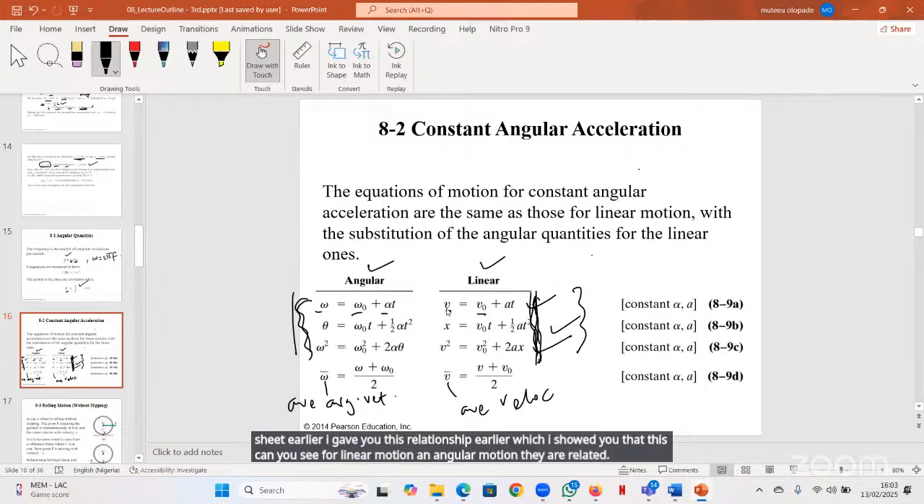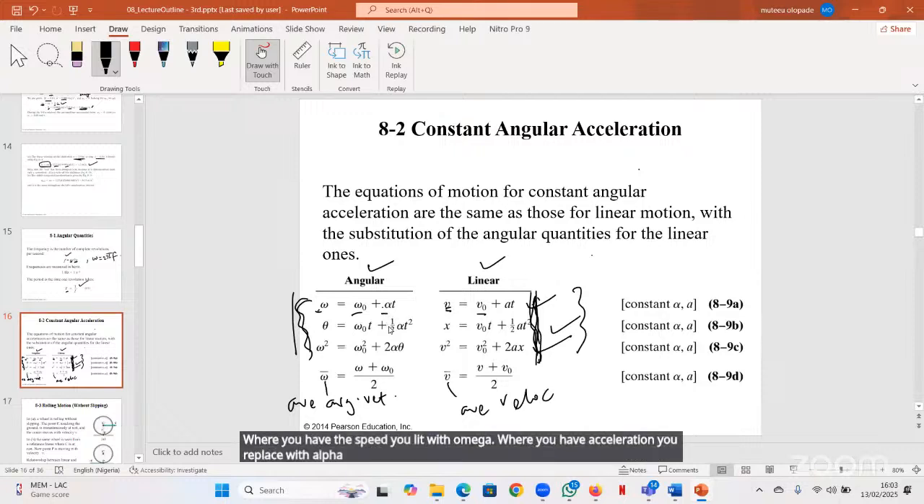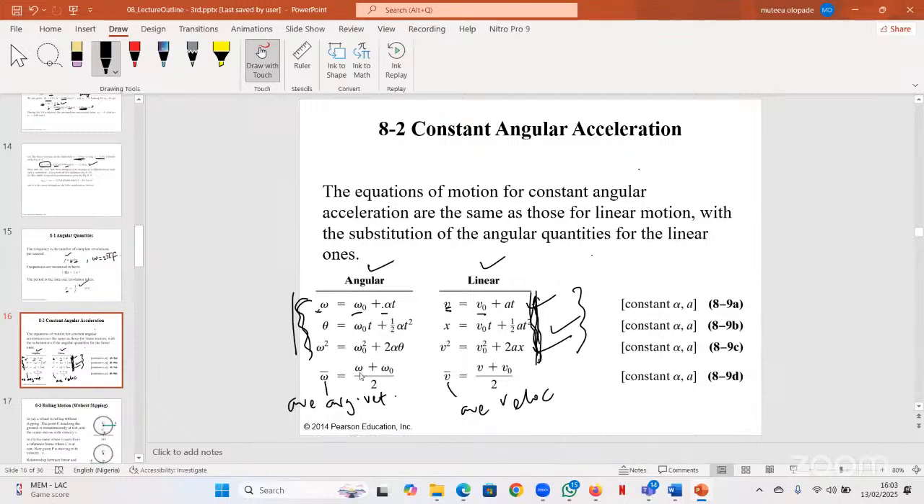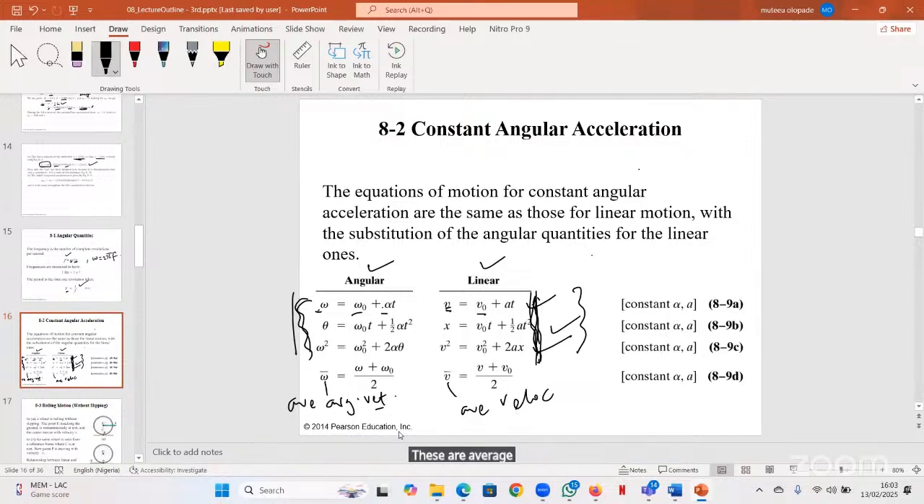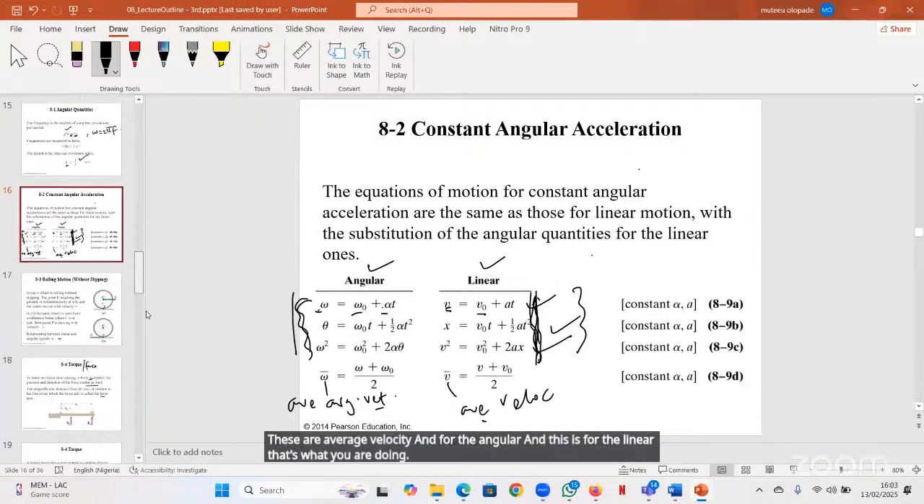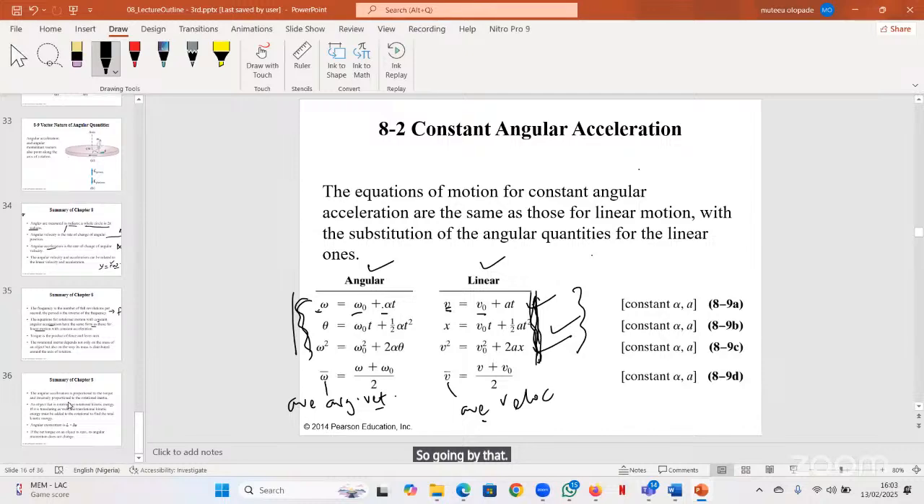Where you have the speed, you relate with omega. Where you have acceleration, you replace with alpha. And this is what you have. These are average velocity for the angular, and this is for the linear. That's what you have there.